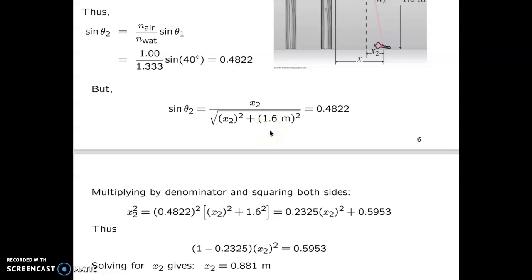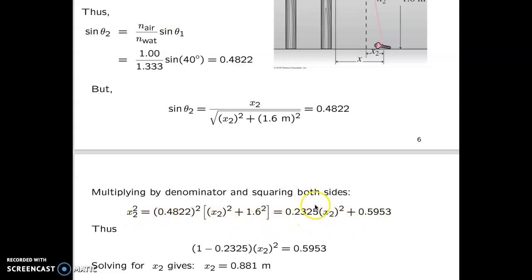So this is math that should be familiar to you from high school, right? Solving one equation, one unknown. Multiply by the denominator to get rid of this fraction, and then square both sides to get rid of the square root. And you end up with a quadratic equation. This is the equation you end up with. x2 squared is equal to what we had originally on the right-hand side, 0.4822 squared, multiplied by the square of the denominator. That's just the same as the denominator without the square root. Multiply through, and then you can continue solving this equation.